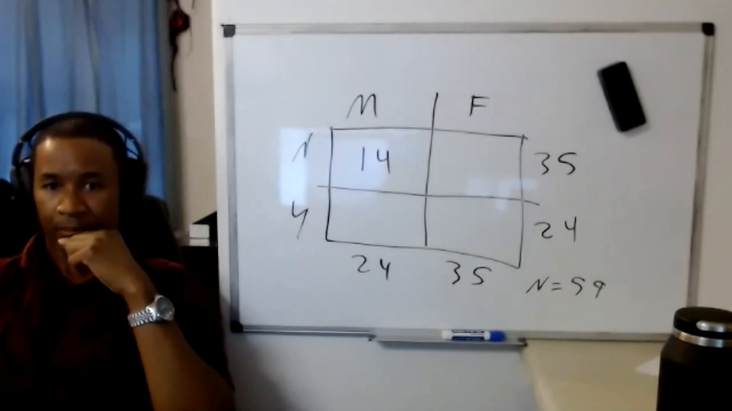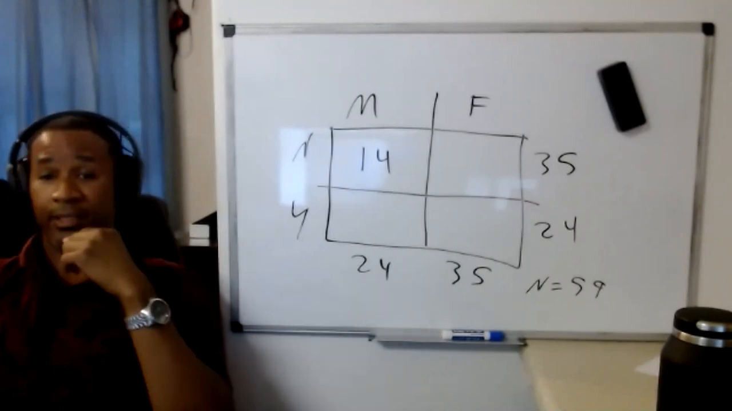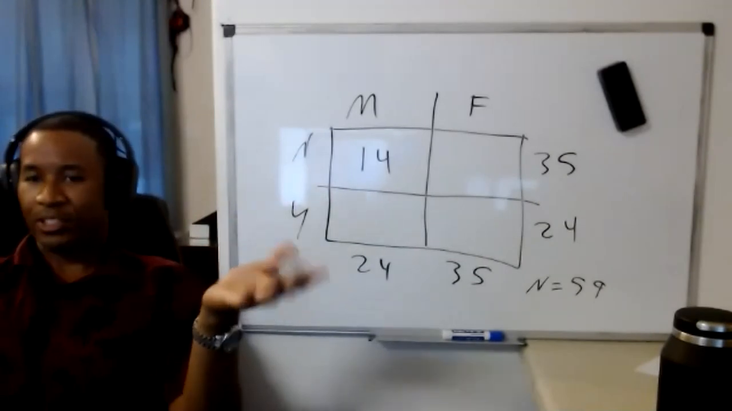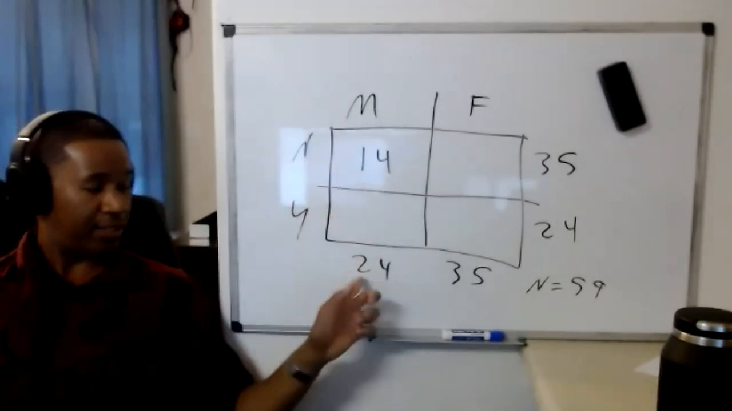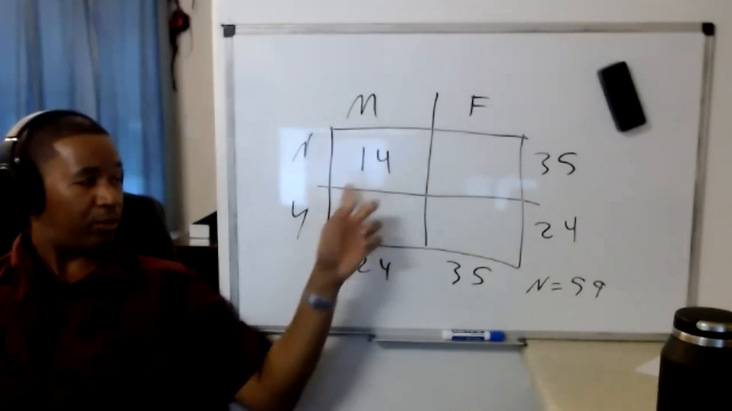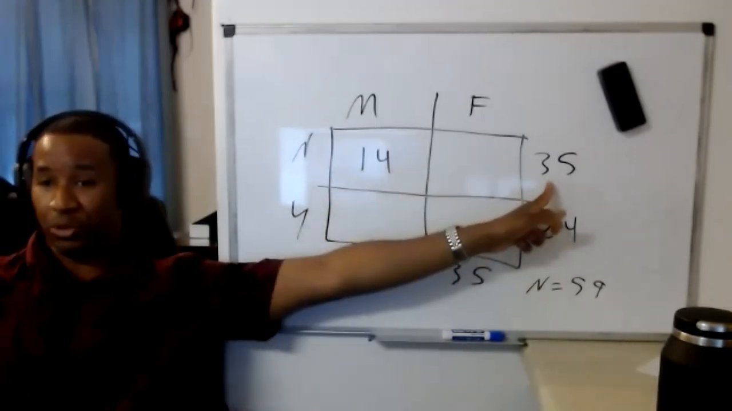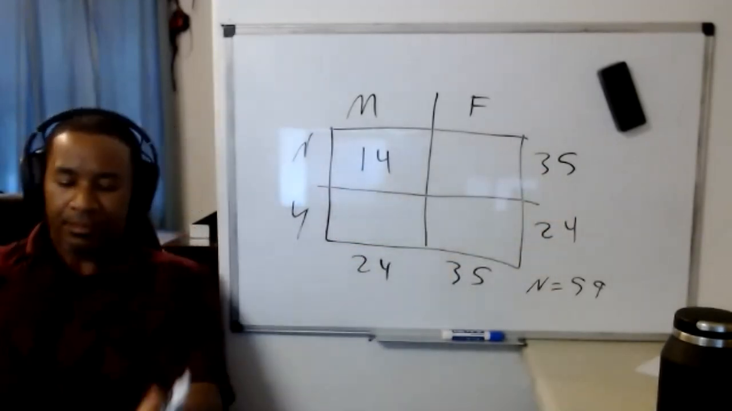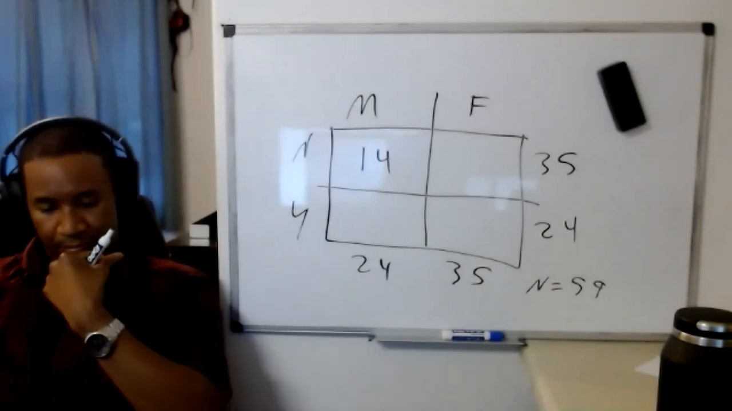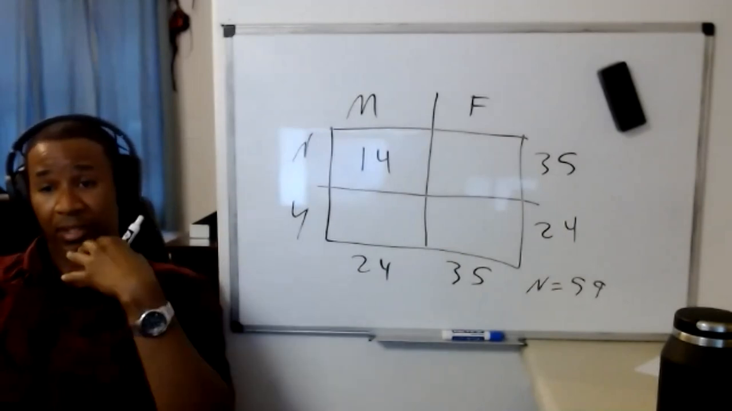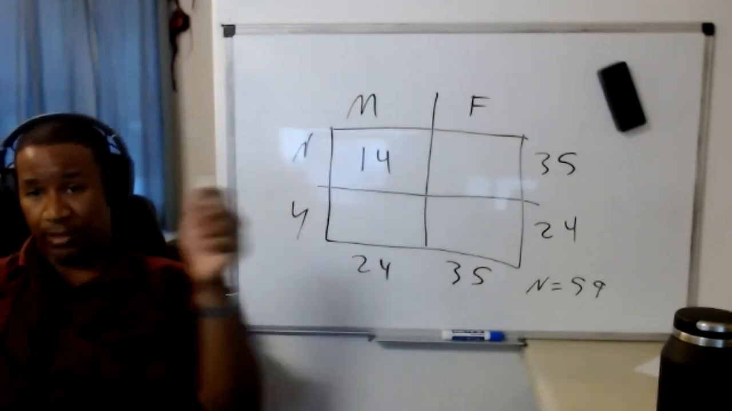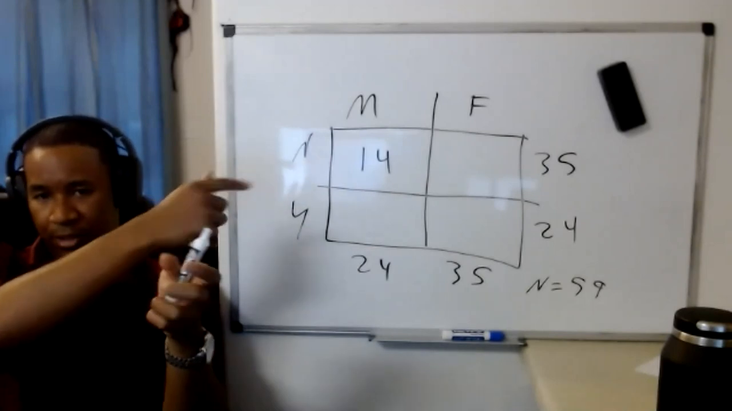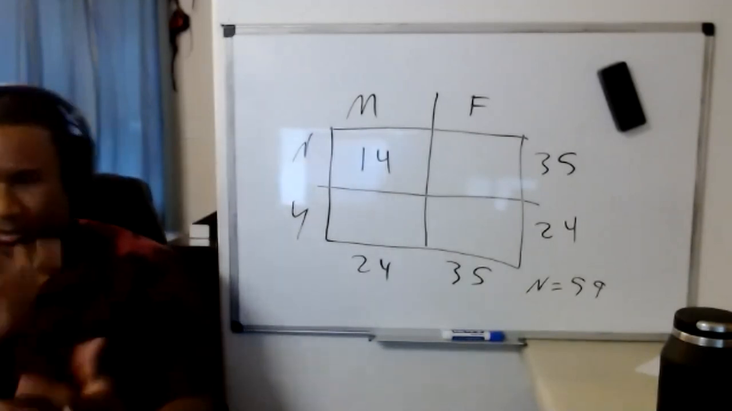Are we going to work through the rest? If everybody understands this, and even if you don't, I want y'all to give it a shot. So the first one we did, we took this cell. This is the column total. We took that, 24, and multiplied it by its row total, 35. 24 times 35, you would get 840. 840 divided by 59, you're going to get approximately 14. So go ahead and give this a shot and try to get the rest of the cells. Let's take a second and try to get the rest of the cells.